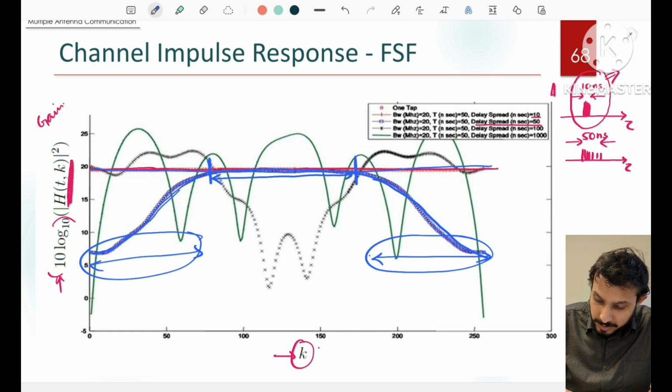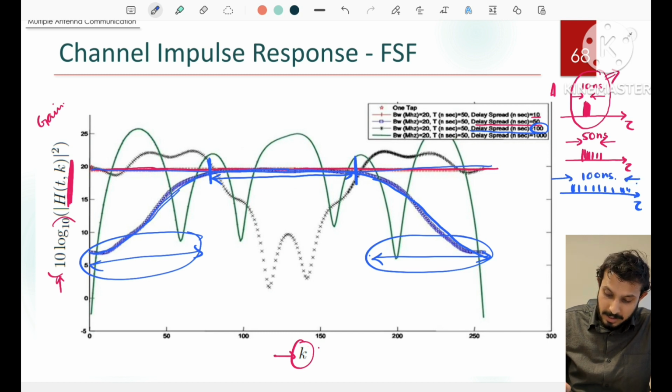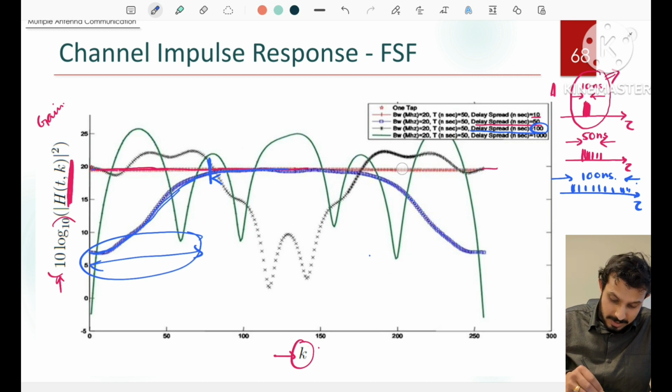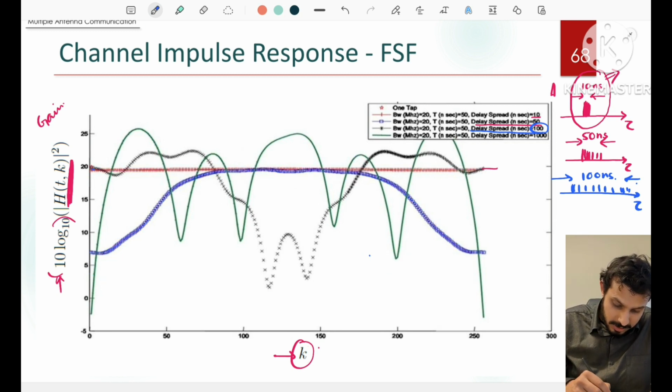Now we further increase the delay spread to 100 nanosecond, meaning we have even more delay spread. We are receiving echoes for a very long time. In this case, what we see is that the response is now changed to this black line as shown in the figure.